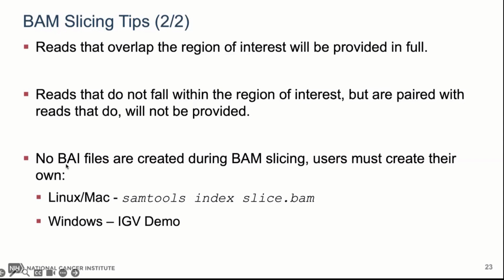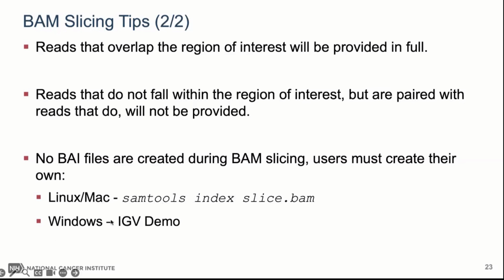Additionally, no BAI or BAM index files are created during BAM slicing, and users must create their own. So if you're using Linux or Mac, an easy way to do this is using SAMtools. I know there are other pieces of software that can do this, but an easy way is just to run samtools index and then whatever your BAM slice is named. This will create an index file that just appends .bai to the end of your BAM.